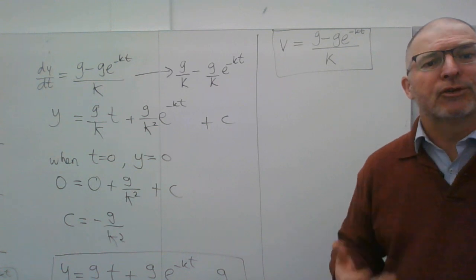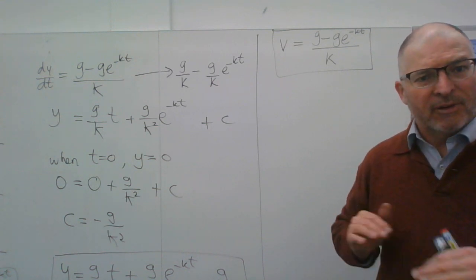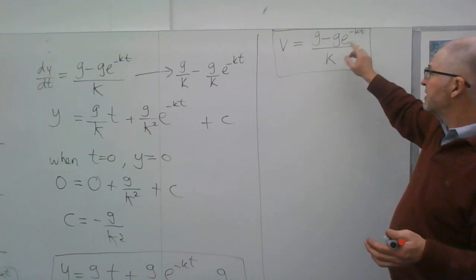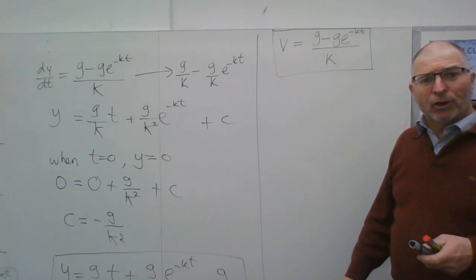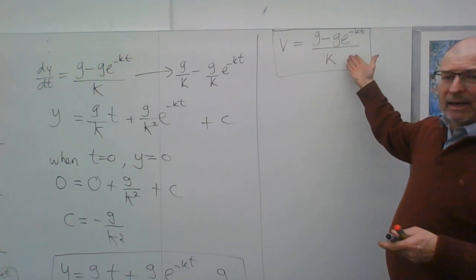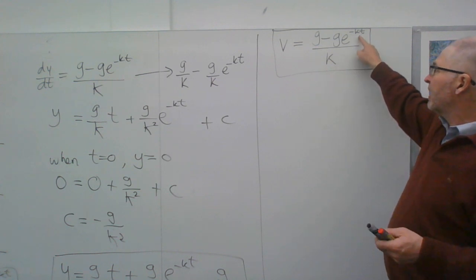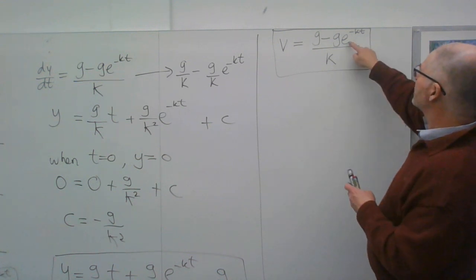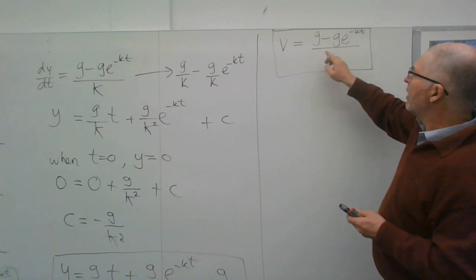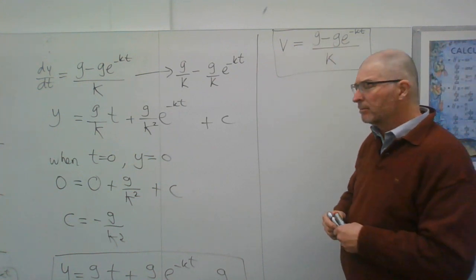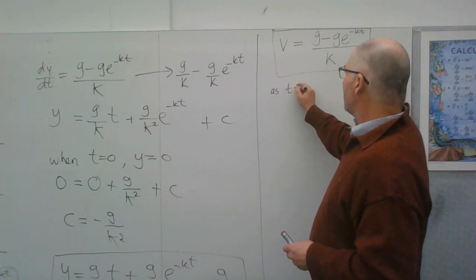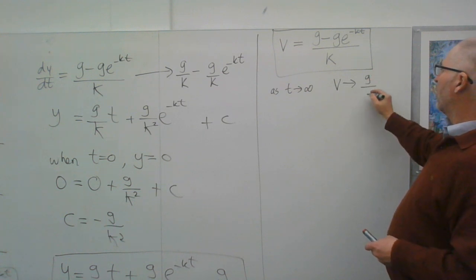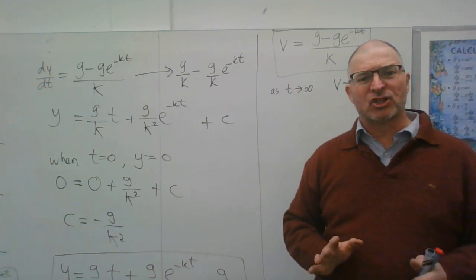As time goes on to infinity, what does the velocity end up being? I can just set time to be very large and see what this value ends up being. What is the limiting value? As t approaches infinity, e to the minus anything approaches 0. So this term is 0, and the velocity will be just g on k. So as t approaches infinity, v approaches g on k. The terminal velocity is g on k.